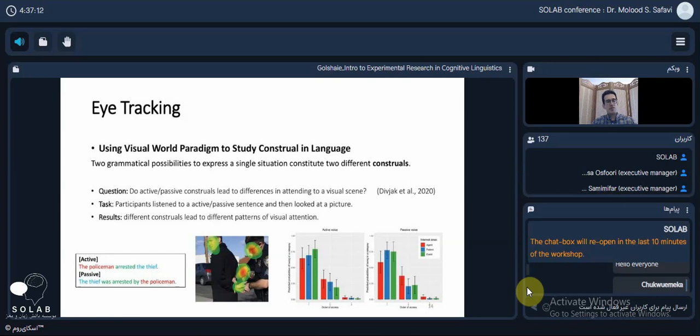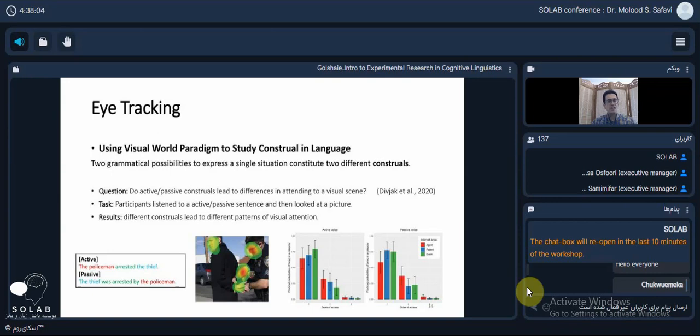For example, participants are presented with a sentence like, the policeman arrested the thief. This is the active version, and in the passive version, they are presented with, the thief was arrested by the policeman. After just hearing these sentences, they found that after active sentences, according to this heat map image, for the fixations on the three semantic roles, the agent, patient, and the action or the event itself, there wasn't any significant difference.